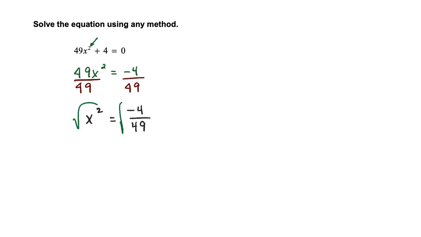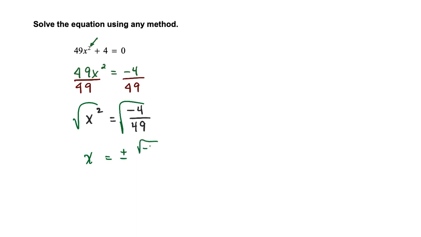Solve by any method again. Notice this quadratic has no b term. It's got the ax squared right here, no bx, but there's the c. And if you don't have a b term, you can use the square root method. I'm going to isolate the x squared, divide by 49. So we've got x squared equals negative 4 over 49. Then we'll square root both sides. There we go. X equals plus or minus.